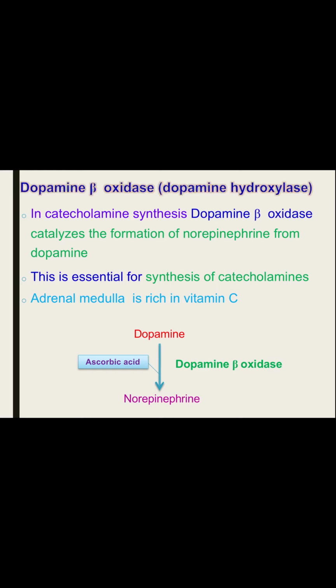Then it has a role in catecholamine synthesis. Dopamine is converted into norepinephrine by dopamine oxidase in the presence of ascorbic acid. So, thus it has a necessary role in the making of catecholamines, which are your fight and flight hormones.